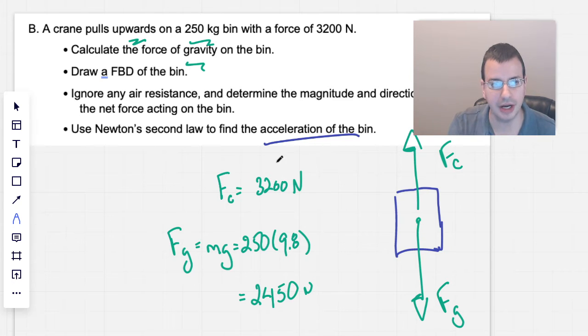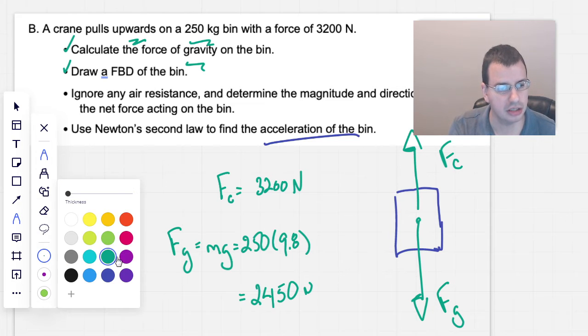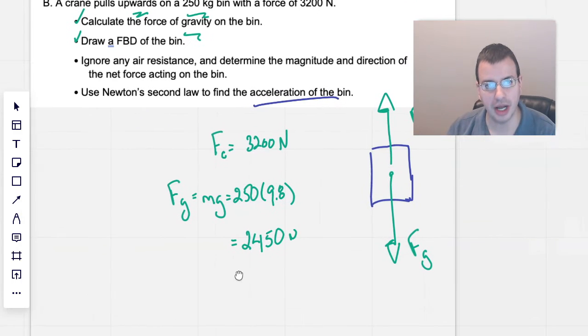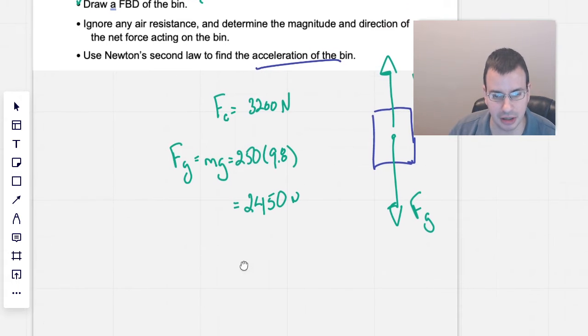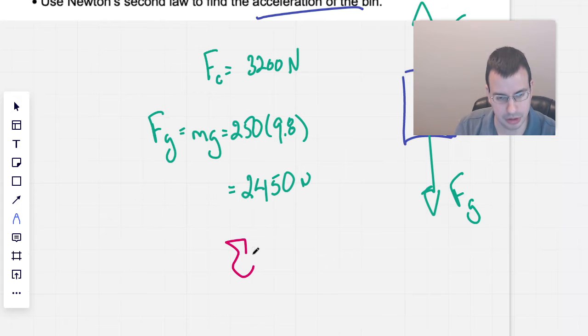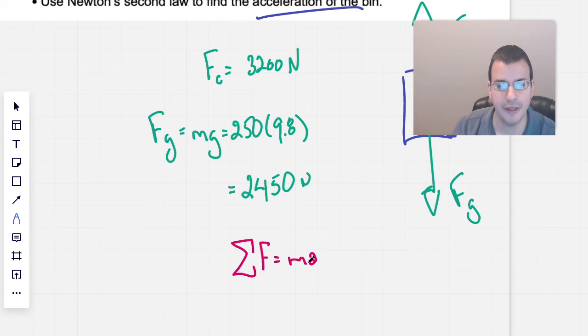So we drew a free body diagram, check. Calculate the force of gravity, check. Now the magnitude and direction of the net force, I'm going to skip to the second part, Newton's second law. Newton's second law is something along the lines of the sum of all forces equals mass times acceleration for an object. So in this case, the sum of all forces is going to be force crane plus force gravity.